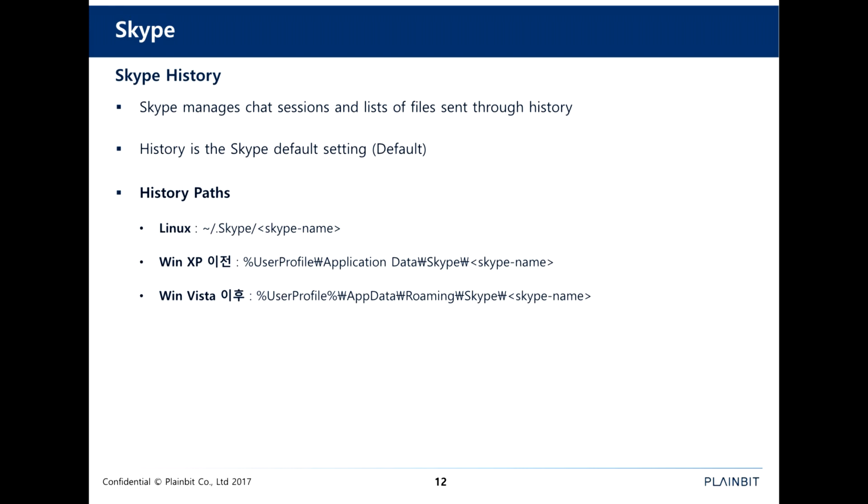There are many types of voice and image messenger applications today, but Skype is still the most commonly used application around the world. Skype manages the chat session and the list of files sent through the history. Skype's history file can be found in a folder named Skype under the User Account Home directory. Please refer to the training materials for the detailed path of the history file.